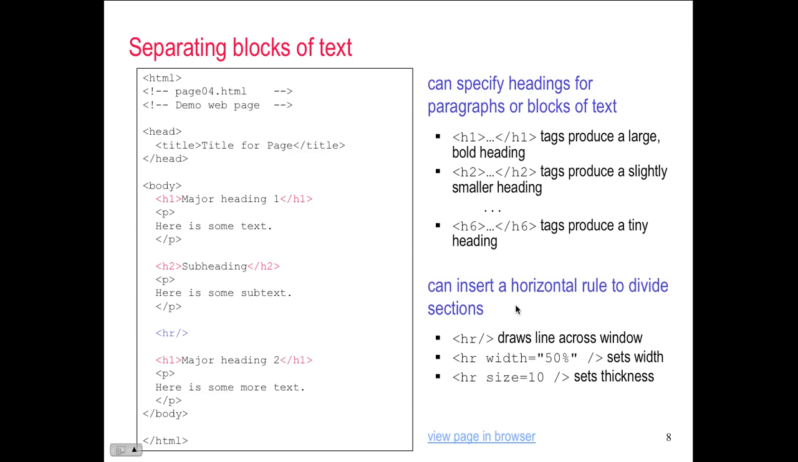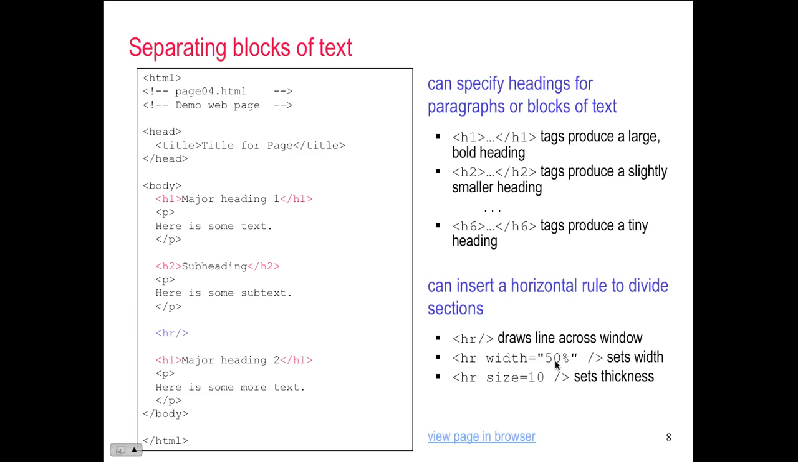You can insert a horizontal rule to divide the sections out as well with an HR. In fact, this is the proper syntax for it, instead of just putting in HR without the closing. What we have here is an opening and a closing together, versus an opening and a closing this way, because this is not an empty element. This one is an empty element. And then we see, well, what do we have in between, which is kind of interesting.